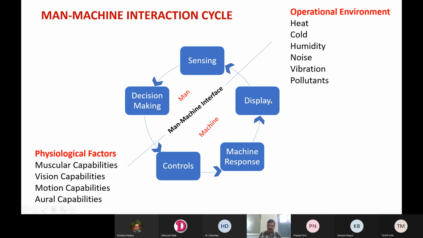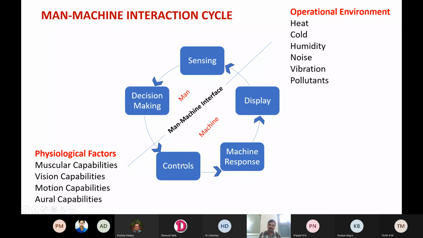So you look at the speedometer and see at what speed you are driving the car. Then you sense the value of the speed. After that you will take a decision. So I have to reduce the speed from 100 kilometers per hour to 80 kilometers per hour. That is the decision you have taken. Then you will implement this decision through controls.